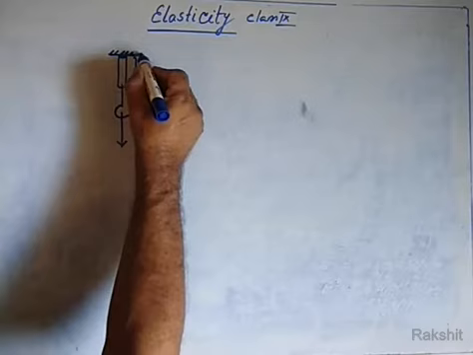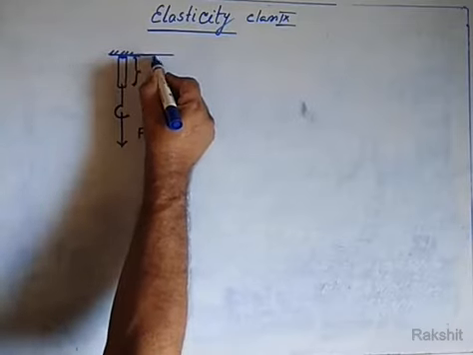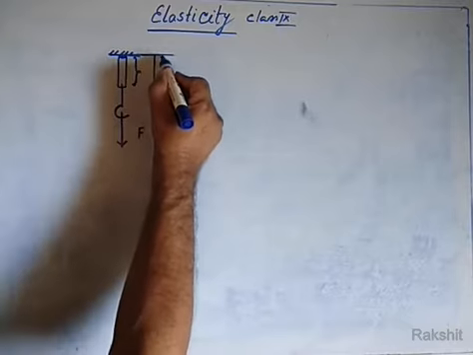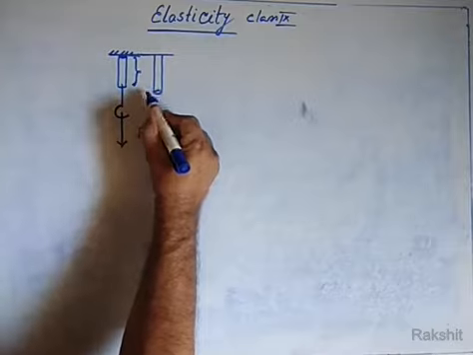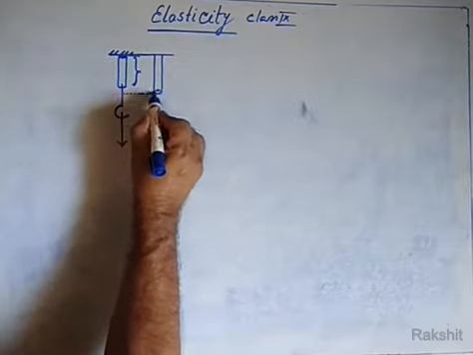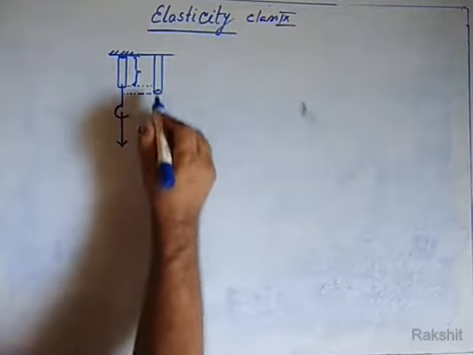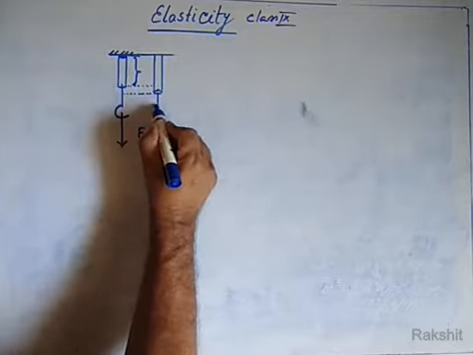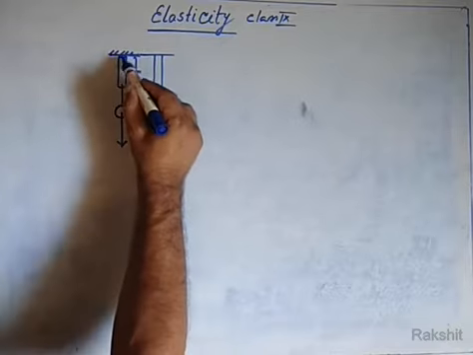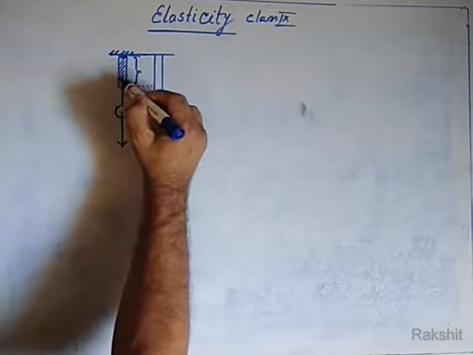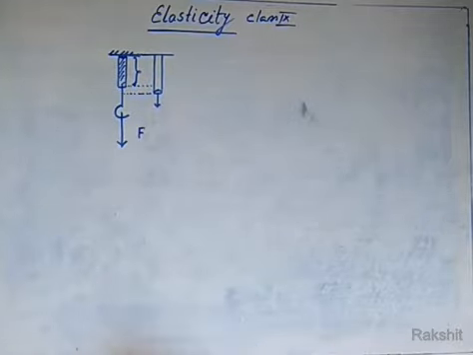Naturally, the rubber tube will be elongated and the length of the rubber tube will be increased. So this is an example: when a force is applied to deform a body, its shape or its size changes.